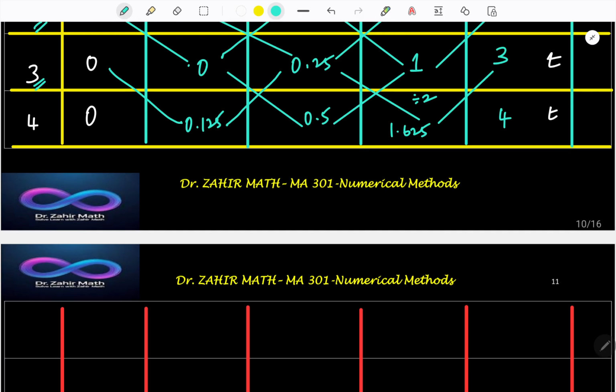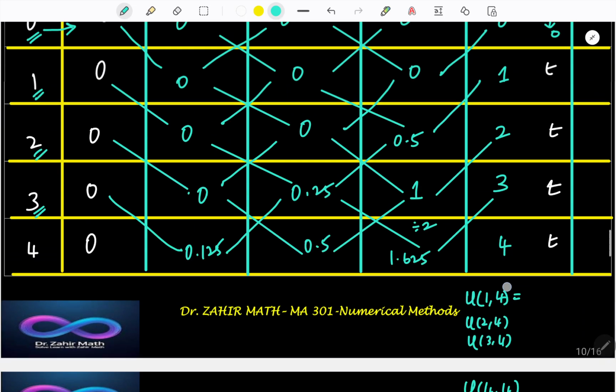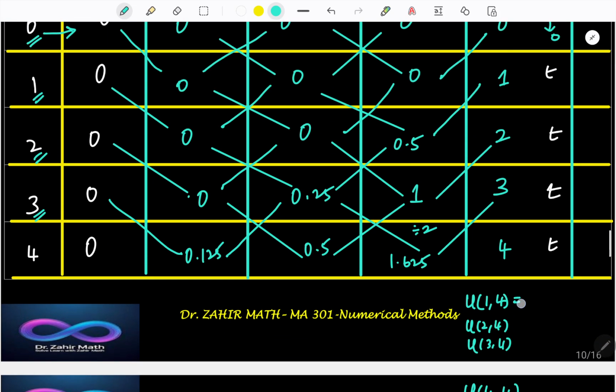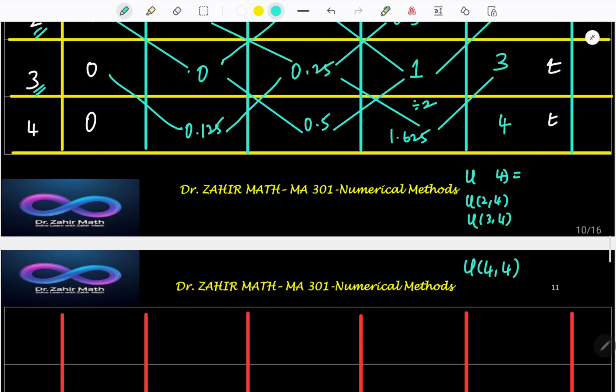At u of x comma 1 everything. So when u at x is equal to 1 and t is equal to 4, and u of 2 comma 4, u of 3 comma 4, and u of 4 comma 4, I think up to 4. U of x is equal to 0, sorry, not x is equal to 1. U of x is equal to 0, x is equal to 1, x is equal to 2, x is equal to 3, x is equal to 4, and x is equal to 5.